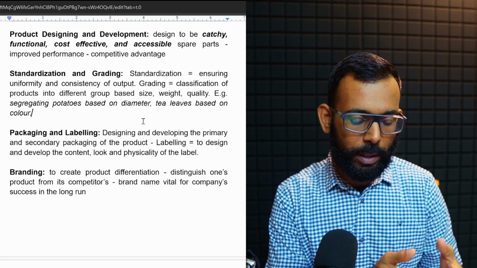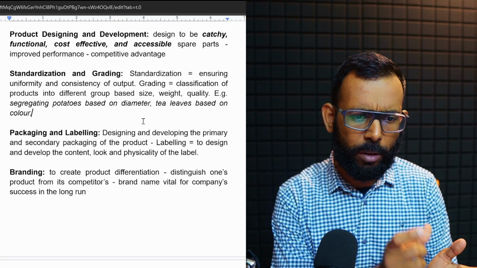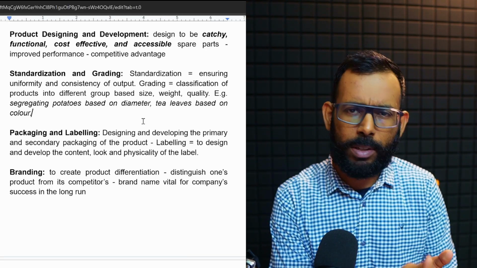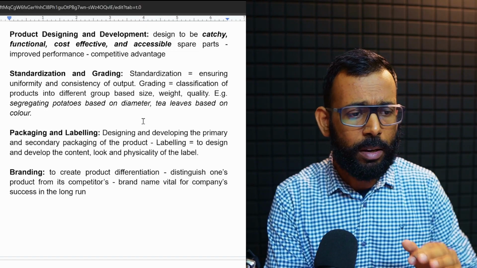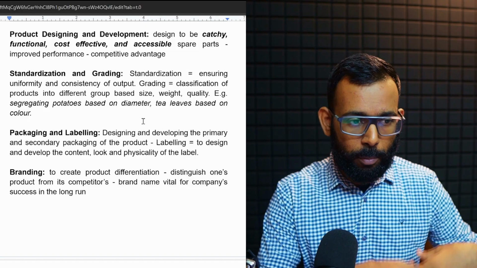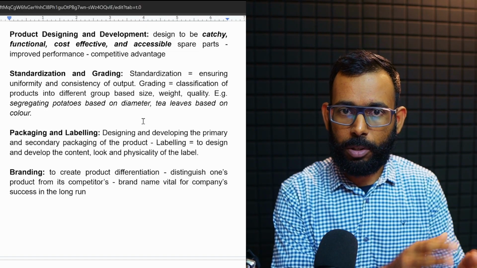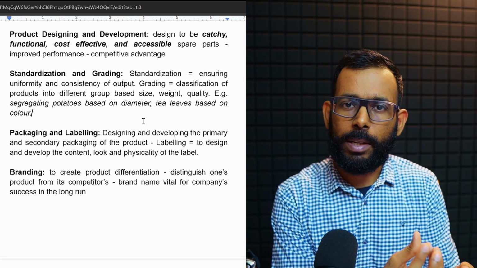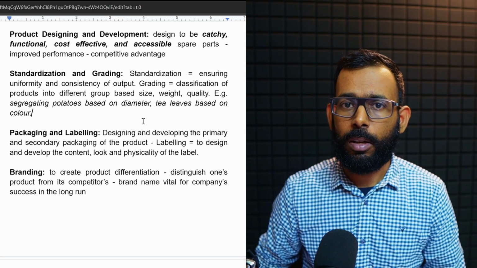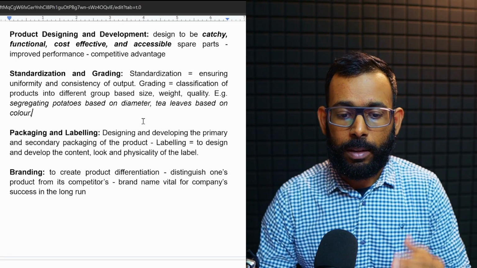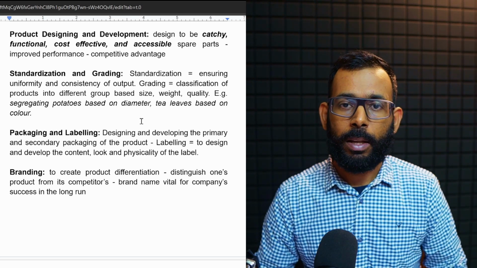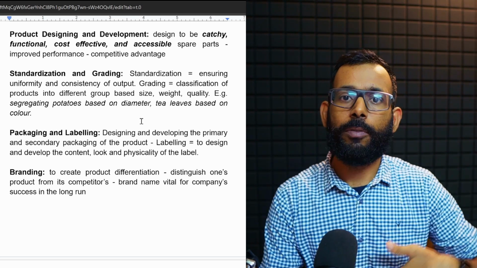So when they have a rule like potatoes of less than 4 or 5 centimeters diameter, they have a filtering machine. They put a load of potatoes on that machine, and all the smaller size potatoes get filtered out and are rejected immediately. So this is what we mean by grading. You can segregate the small potatoes from the big ones.